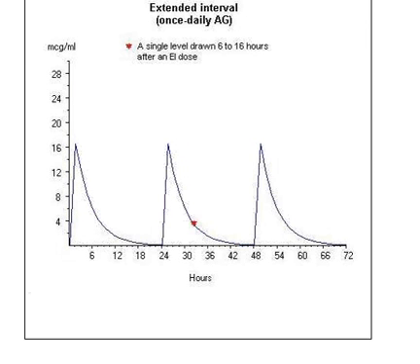And finally, for aminoglycosides, using the extended interval method, also known as pulse dosing or once daily dosing or Hartford nomogram, you draw a single random level drawn 6 to 16 hours after a pulse dose, and then you compare that level on a nomogram in order to determine the dose.